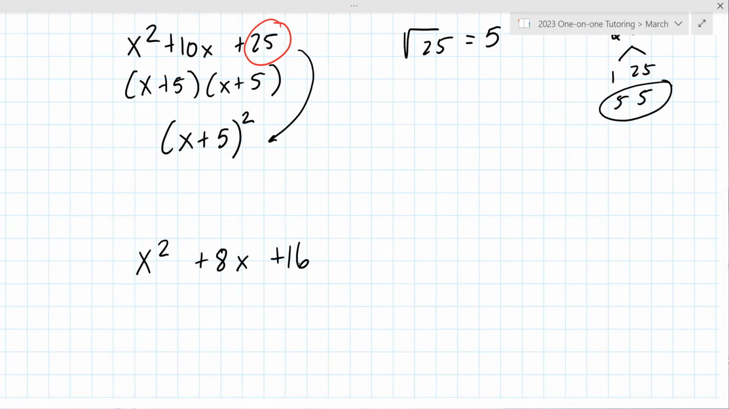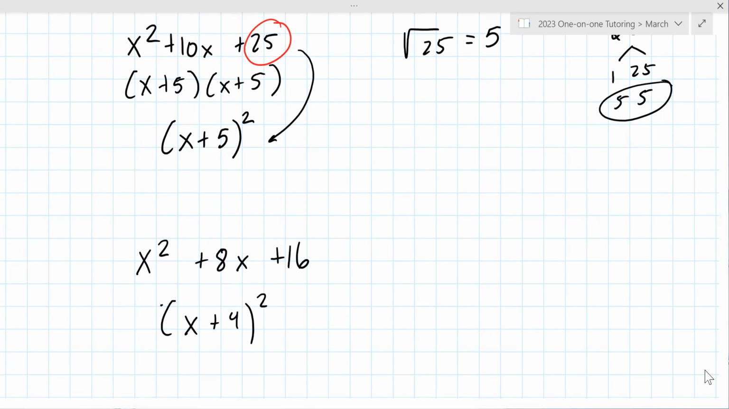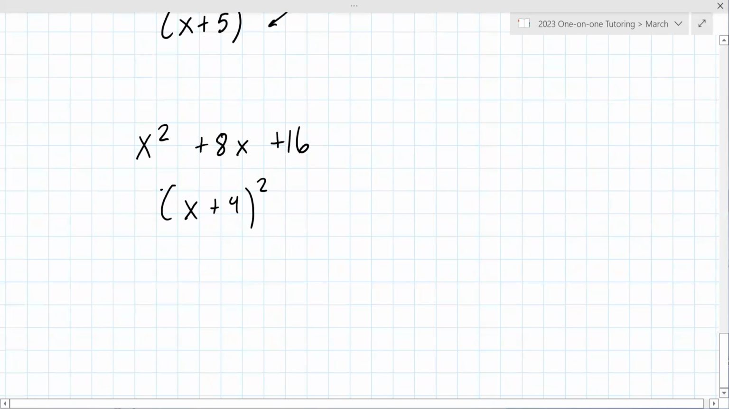F4 and 4. So x plus 4 squared like that. Yeah, x plus 4 squared. Okay. So now we moved to another type of problem here. The next type of problem is where there's a negative. So we might write something like this, like x squared minus 18x plus 81.